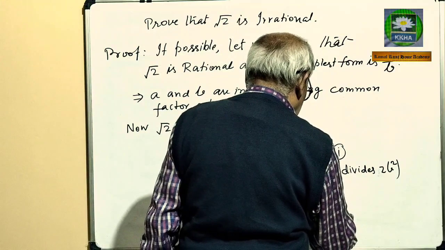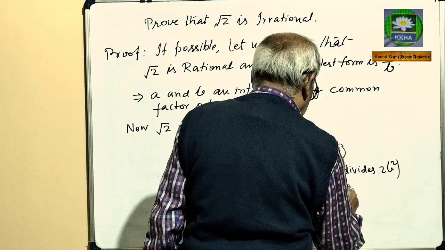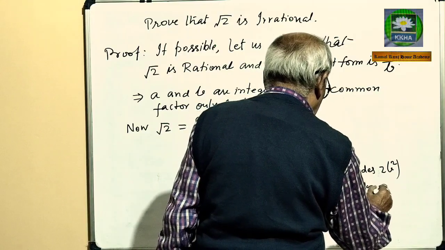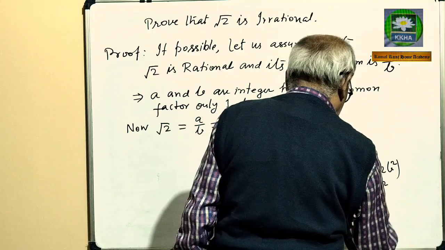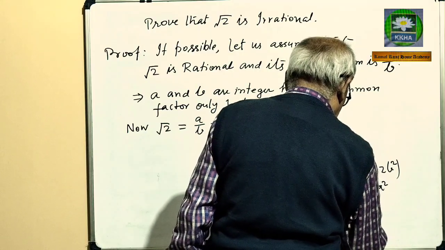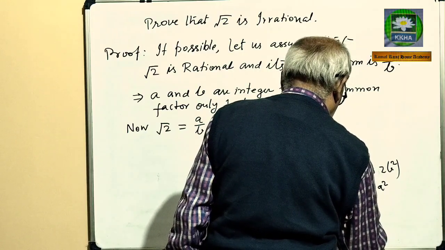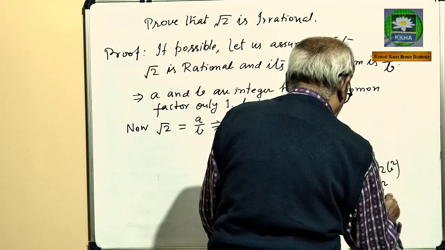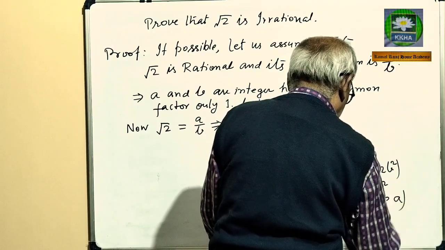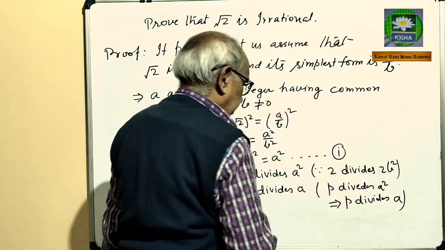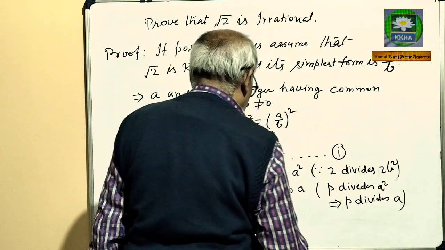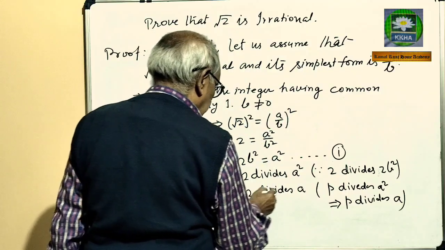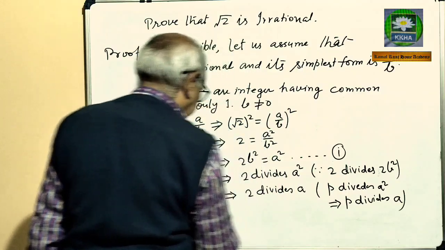Because we know that if P divides A square, this implies that P divides A, where P is prime. So using this result, 2 divides A.